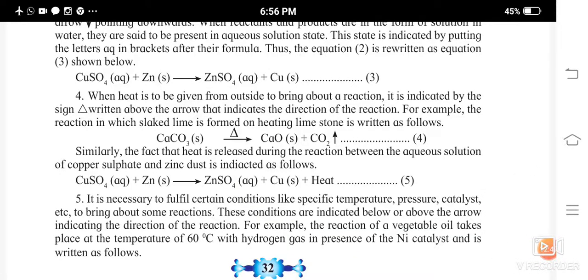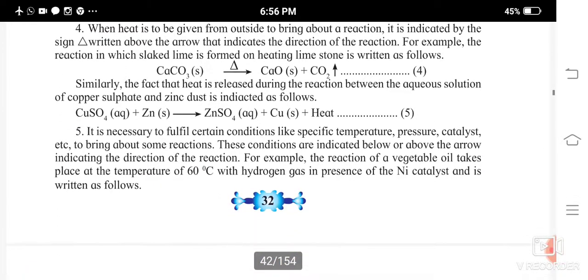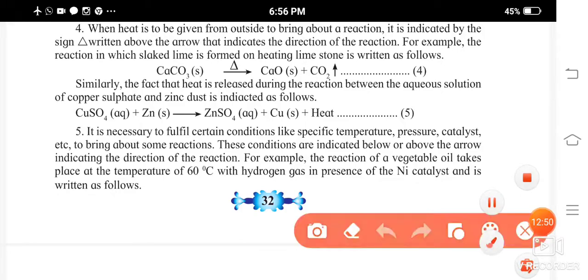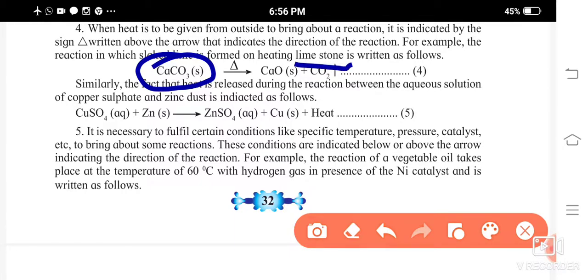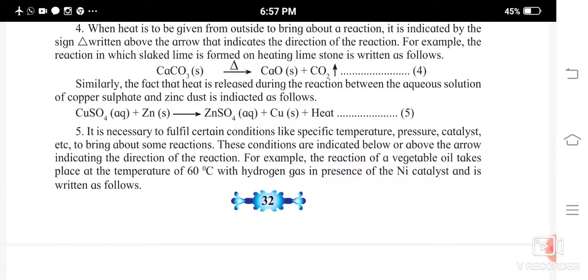Now see, this formula is very important. This is limestone. Let me show it to you. See, this is limestone, CaCO3. Yes, CaCO3, that is calcium carbonate, is also called limestone. You should know this. And slaked lime is calcium oxide. So remember, slaked lime is calcium oxide and limestone is calcium carbonate.